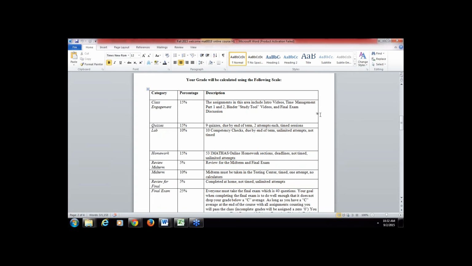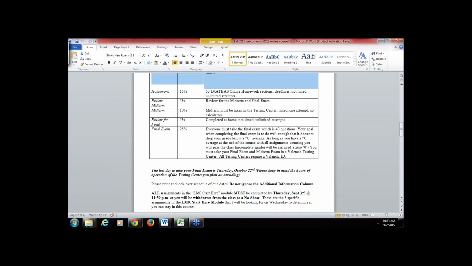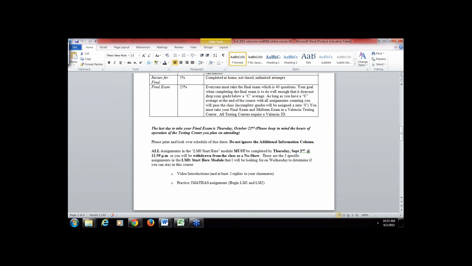The competency checks actually are this part right here. This is actually the final exam broken up into 10 different chunks. So between the reviews themselves and these competency checks, you will have seen the final exam.